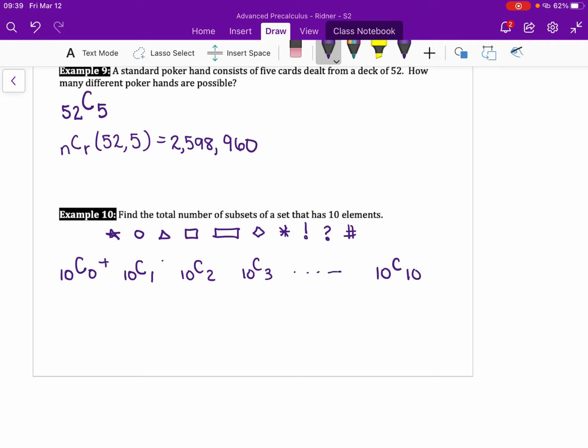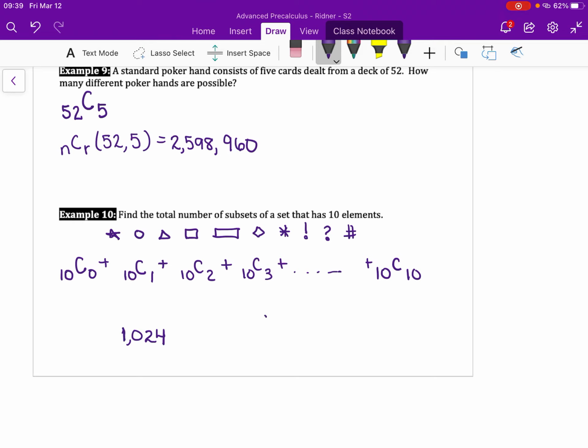Well, however many number of ways that is, I would just add them together. And for the sake of this video, I'm just going to go ahead and say that it is 1,024 different ways. Okay, but yeah, I would add that all the way. So 10 choose 3, 10 choose 4, 10 choose 5, all the way up.